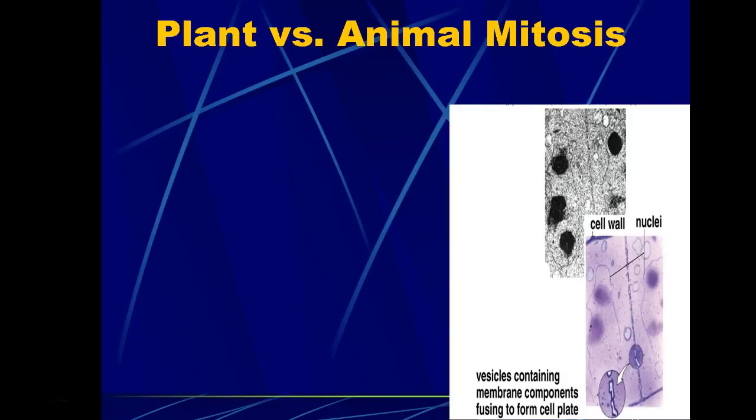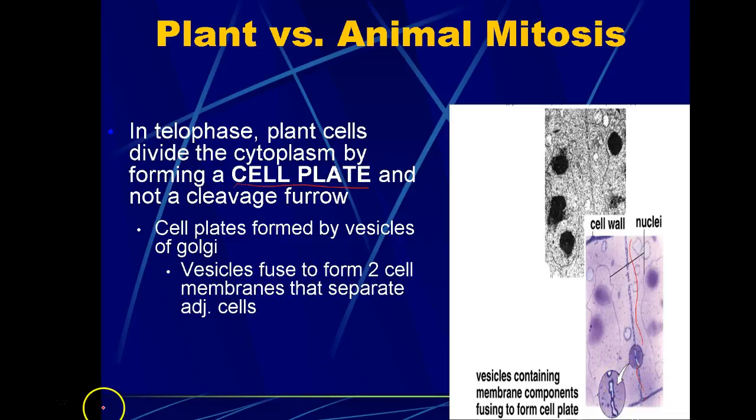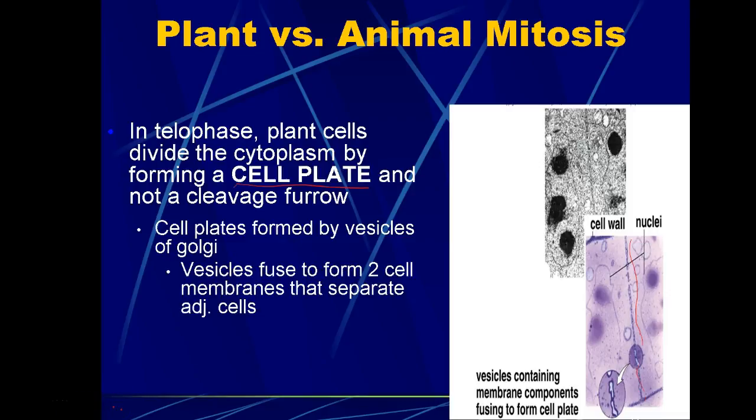I've got one other thing that I need to do, and that's plant versus animal cell mitosis. Instead of forming a cleavage furrow in plant cells, we're going to form a cell plate. And that cell plate is going to come from Golgi vesicles, which fuse to form these membranes. Okay, and then later they'll bring along cellulose in order to strengthen the wall. So cellulose will be delivered later in order to strengthen the wall.